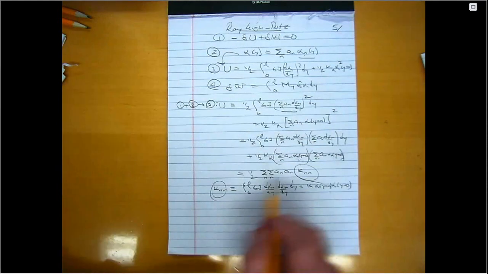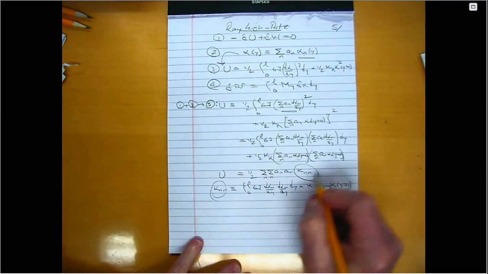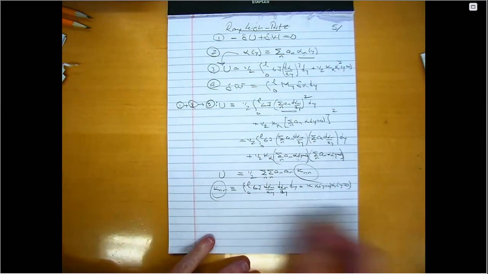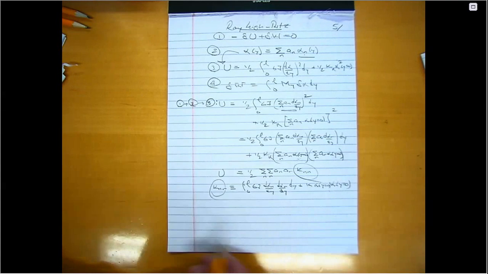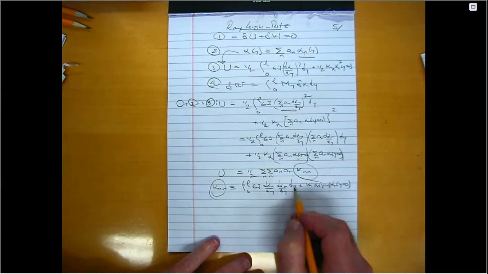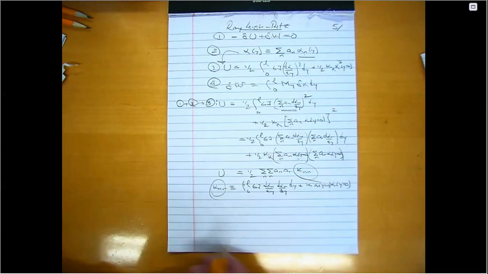So here's U. This is U. And these are just constants, right? Once I choose the alpha n and the alpha r, and you give me the GJ, and you give me the K, it's just constants.